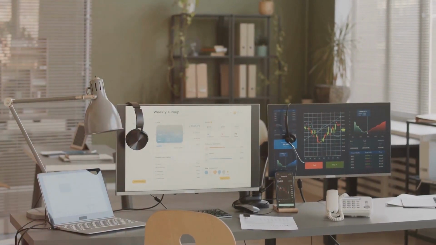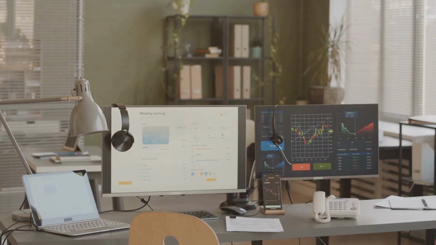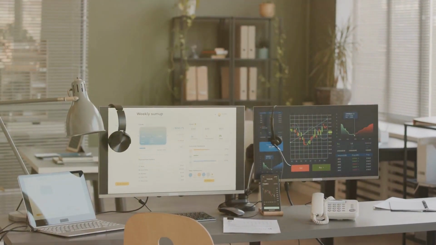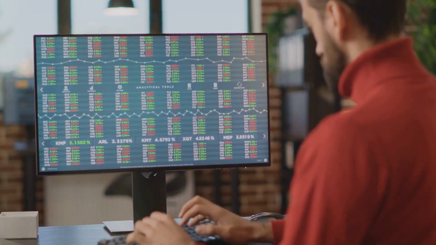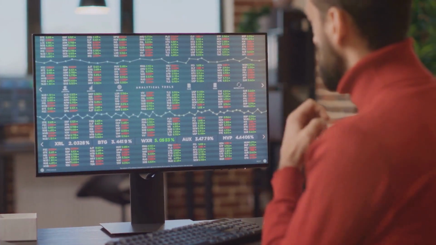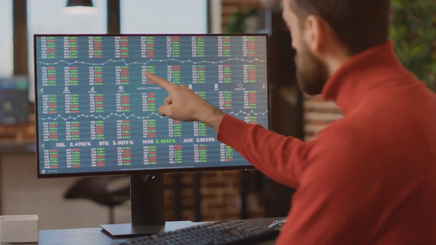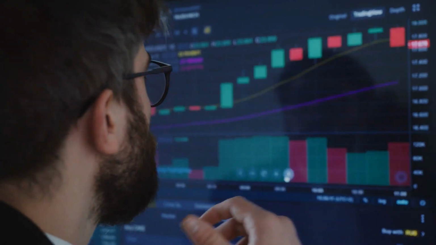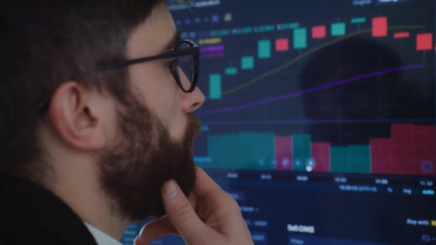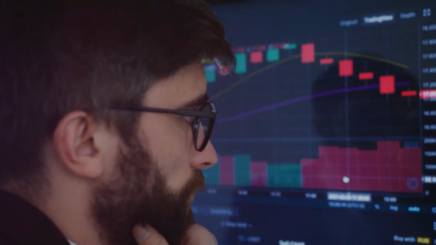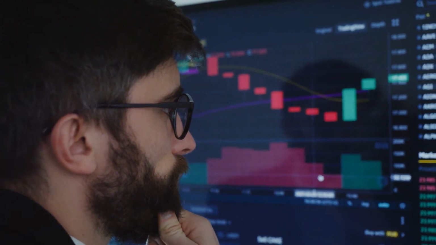The role of an investment analyst is pivotal in the financial market, providing valuable insights and recommendations to investors. Their primary responsibility is to evaluate the performance of various investment options and help individuals or organizations make informed decisions about where to allocate their funds. Investment analysts analyze financial statements, market trends, and economic indicators to assess the potential risks and returns associated with different investments.